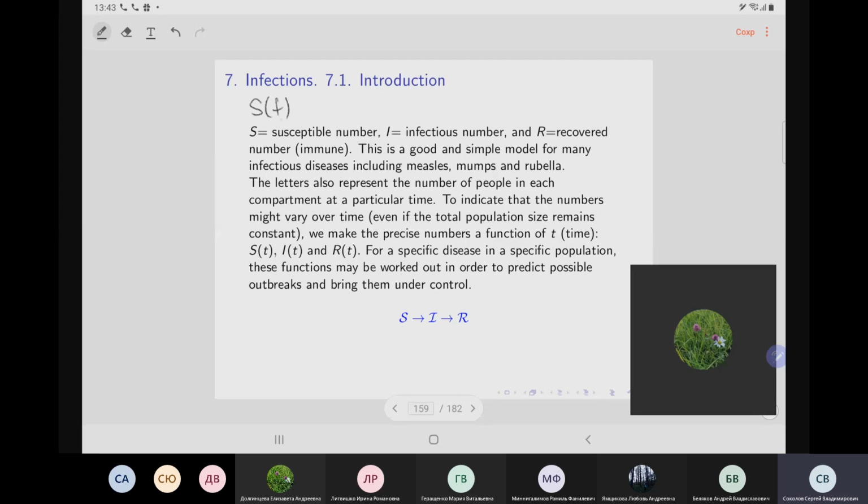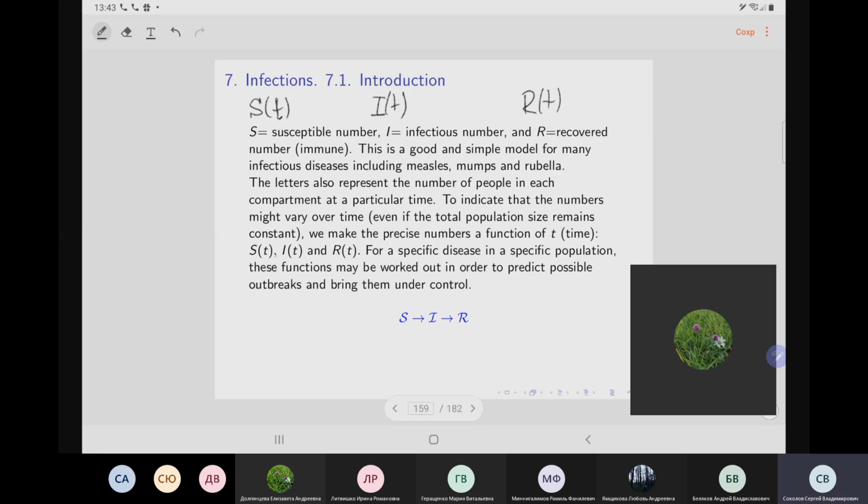Susceptible means people who can get sick, that are not immune and that are not sick at this moment. So it is our S depending on time t. It is a continuous function. I is the number of infected at the current moment. And R means the number of recovered or immune.